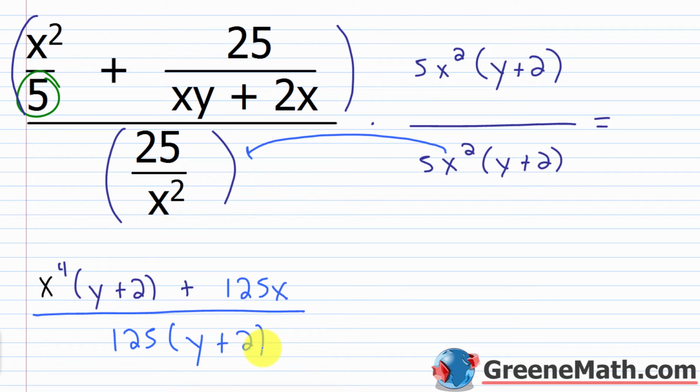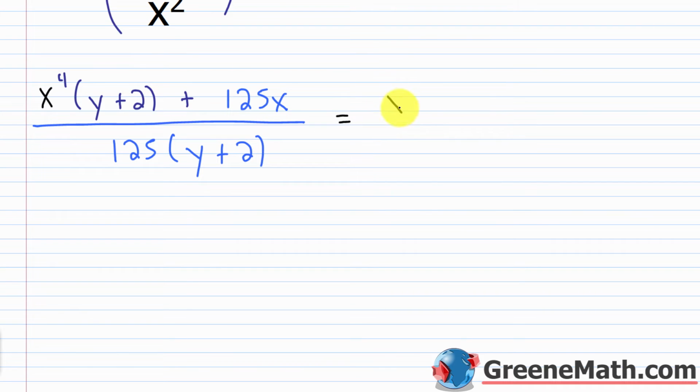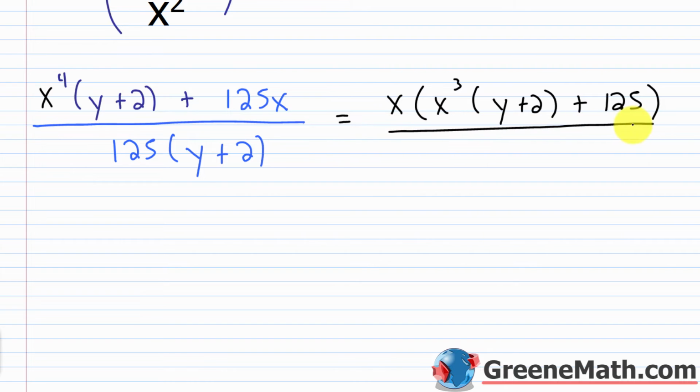Now, is there anything I could factor out from the numerator? Well, I could pull out an x, right, if I wanted to. So let's just go ahead and do that. You want to try to leave these things in factored form if you can. So if I pulled out an x, I would have x cubed times the quantity y plus 2, and then plus 125. And then this is over. So we'd have 125 times the quantity y plus 2. Nothing else I can really do to factor. Nothing I can really cancel. I just leave it like this so that it's obvious I can't cancel anything else.